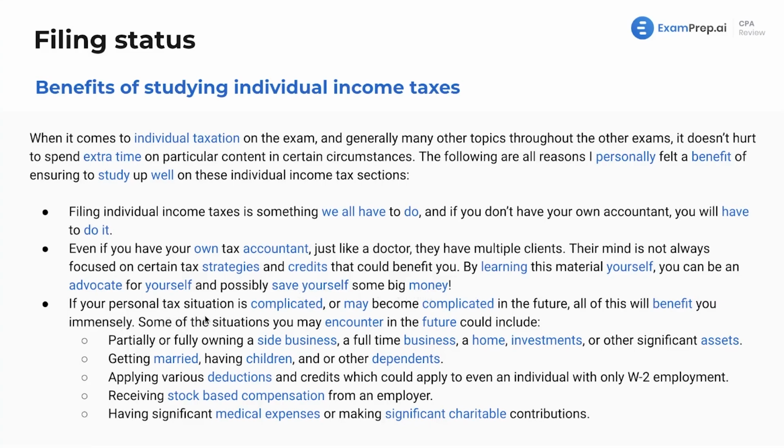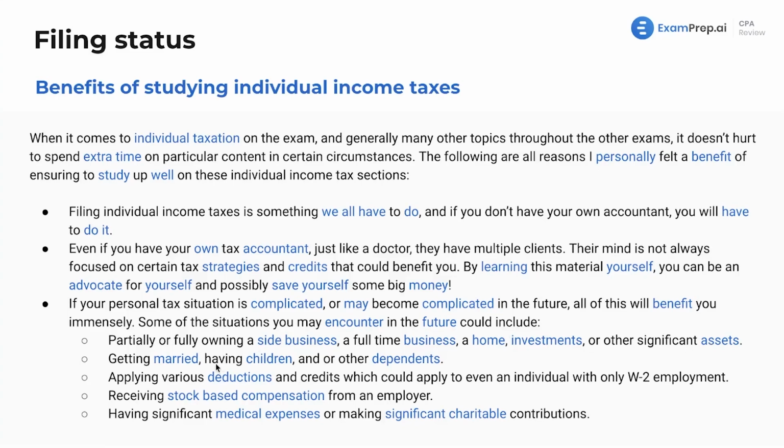If your personal tax situation is complicated or could become complicated in the future. If you're just coming out of college and you're just dealing with a job, that's going to be a pretty simple tax situation, right? Just a nice W-2. But as you get older, inherently your tax situation will become more complicated, or maybe it is now. Some of the situations you could encounter in the future, and these are all things we're going to see on the exam as well, could include partially or fully owning a side business, a full-time business, home, investments, or any other assets. Obviously, this is huge for the exam and something that you could also benefit from personally in your life.